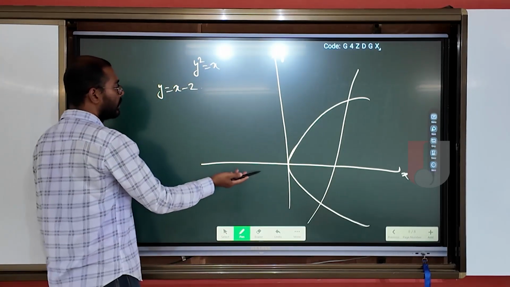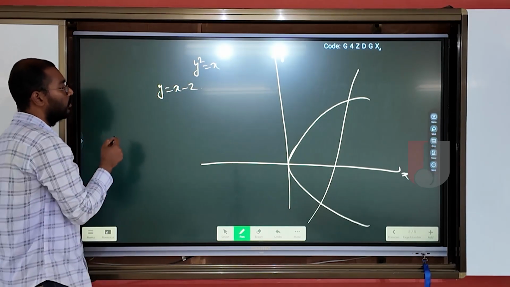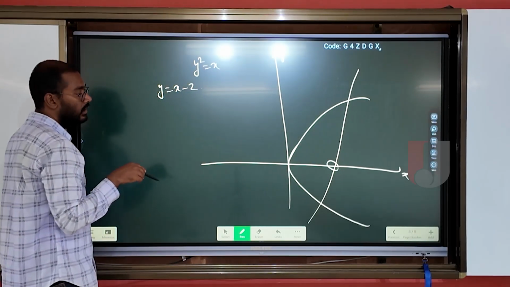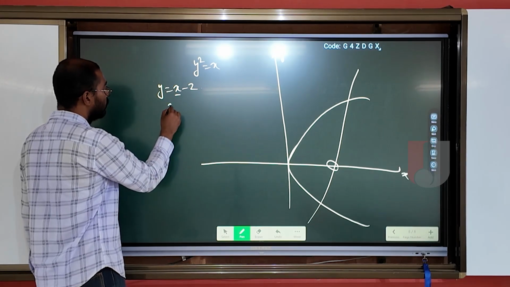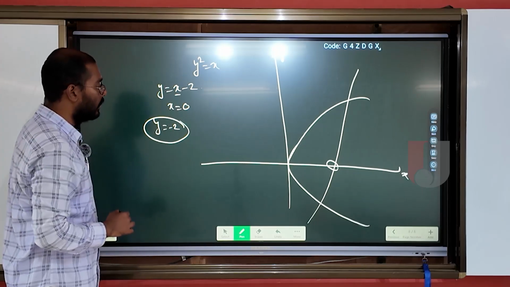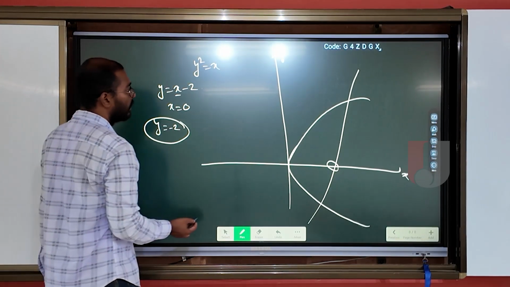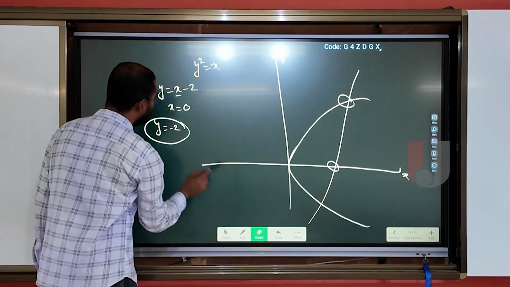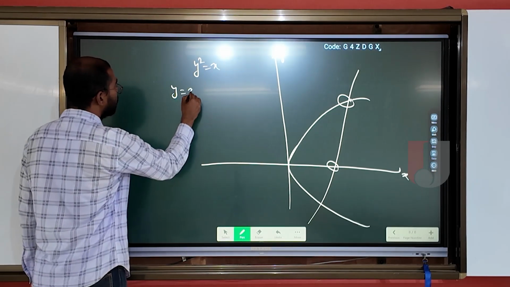Okay, where does it intersect the x-axis and where does it intersect the curve? How to compute that? First, we have to consider where it intersects the axis. If you put x equal to 0, then your y is coming minus 2. Okay. Another is you have to find out that value. So how to find out that value? Simply equate these two equations. One is y square equal to x and the other is y equal to x minus 2.